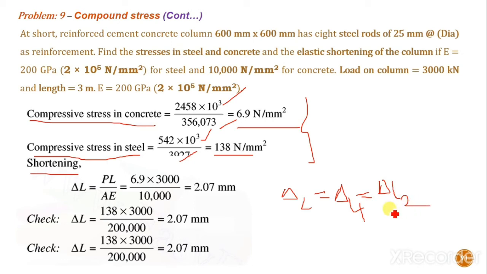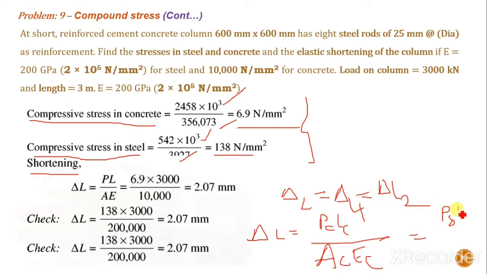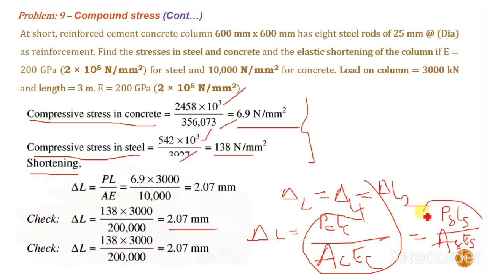So you can use, in terms of steel or in terms of concrete, the formula. That is, you can write delta L equals PC LC by AC EC, or equals PS LS divided by AS ES. Okay, so if I use this formula, I'll get this value, and if I use the other formula I'm going to get the same value. So this is how we calculate the change in length also.